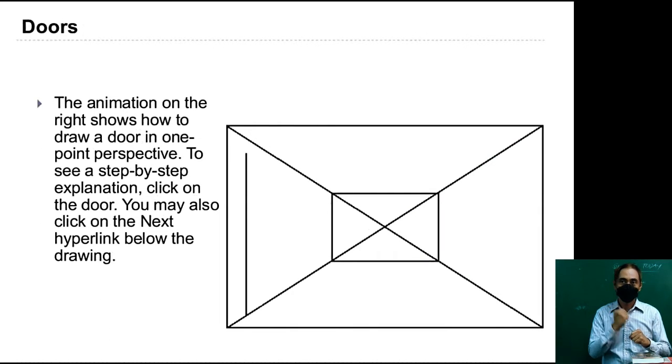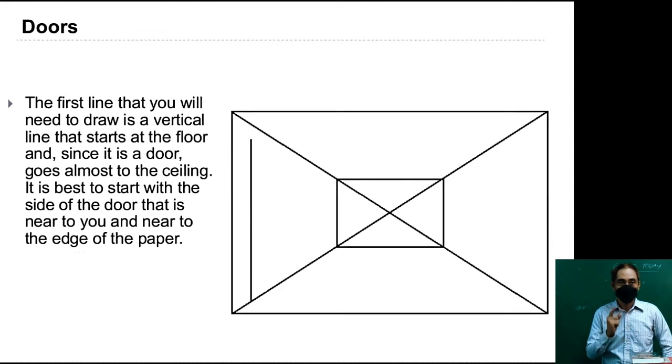The animation on the right shows how to draw a door in 1 point perspective. To see a step-by-step explanation, click on the door. You may also click on the next hyperlink below the drawing. The first line that you will need to draw is a vertical line that starts at the floor. Since it is a door, it goes almost to the ceiling. It is best to start with the side of the door that is near to you and near to the edge of the paper.